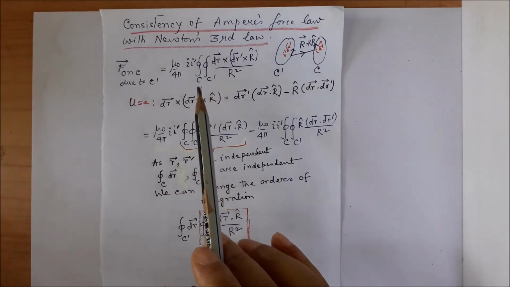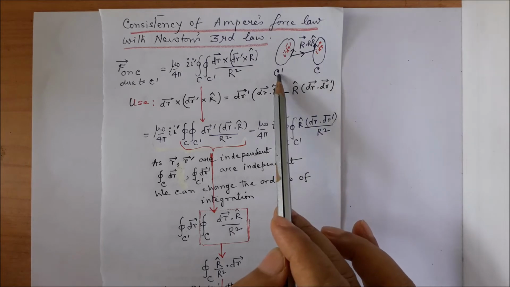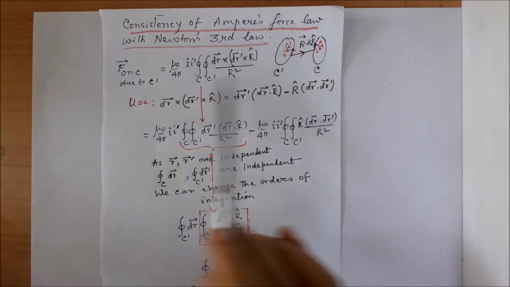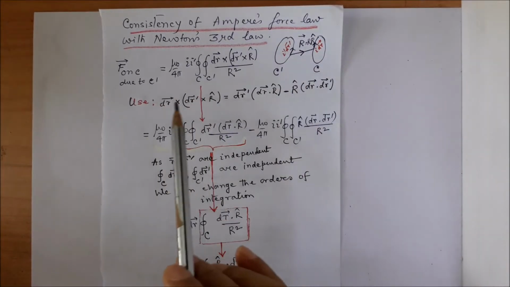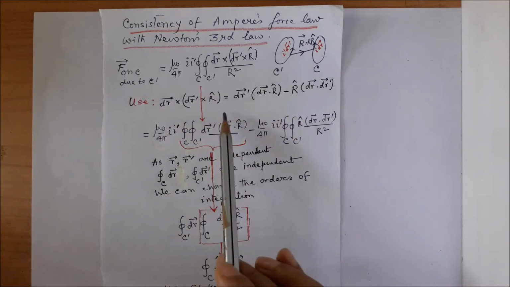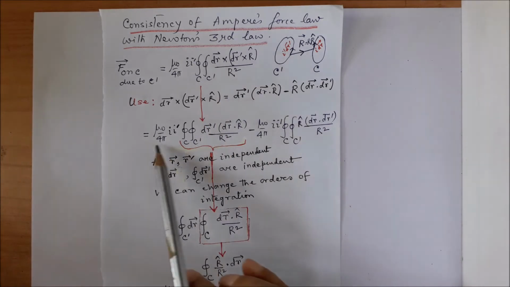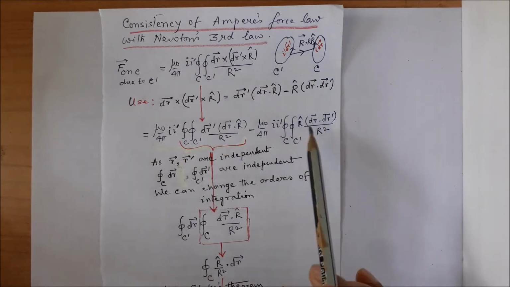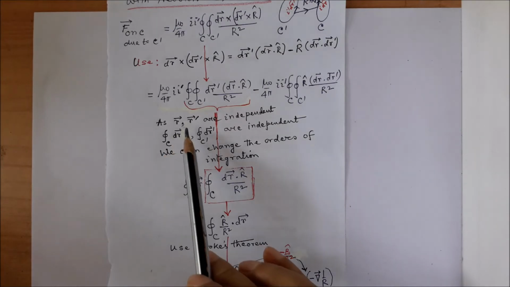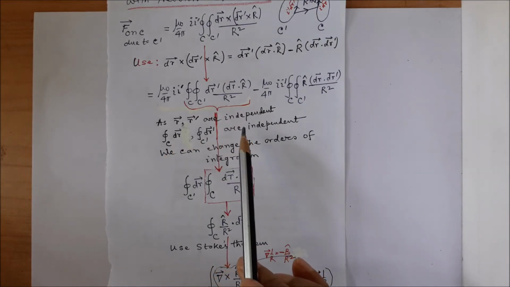So consider the force on C due to C prime, and this we got, here it is. Now use the vector triple product relation in the integrand to get two terms. So this is the first term, this is the second term. As r and r prime are not connected, they do not depend upon each other.